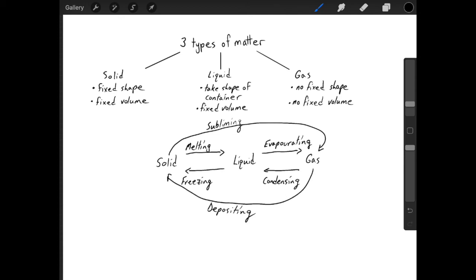So matter can undergo these phase changes, as they're called, when it changes between a solid phase, a liquid phase, and a gas phase. And these are a type of change known as physical changes. Physical changes happen when a type of matter undergoes a change in appearance, but not in composition. So imagine taking solid ice and melting it to get water. It's the same chemical in both cases. The composition hasn't changed, but the appearance certainly has.